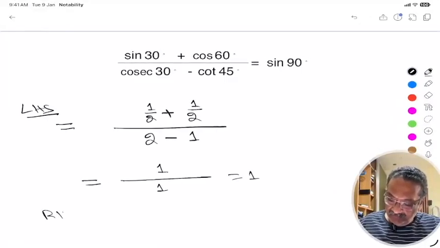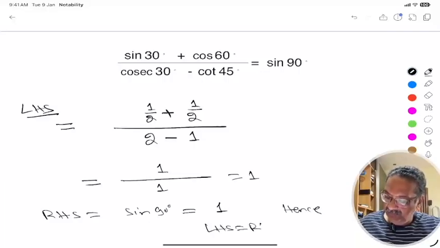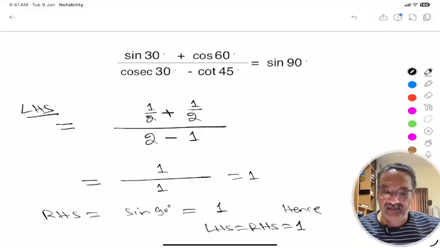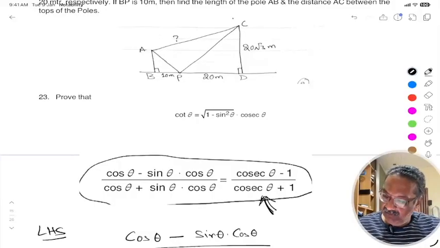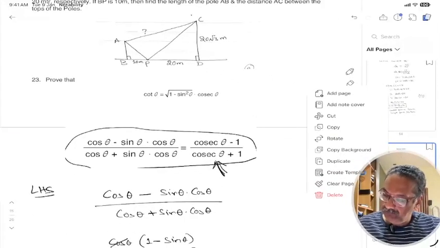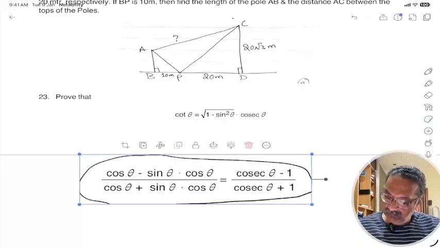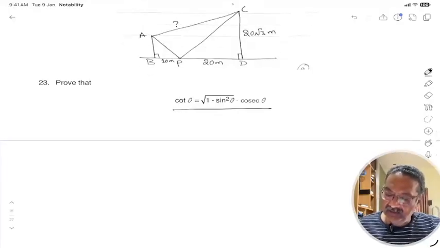Now what is RHS? RHS is equal to sin of 90 degrees, which is nothing but 1. Hence LHS is equal to RHS, which is equal to 1. Very simple answer. Okay. Now we have one more question. Before the application question we have this. We have to prove that cot theta is equal to square root of 1 minus sin square theta into cosecant theta.